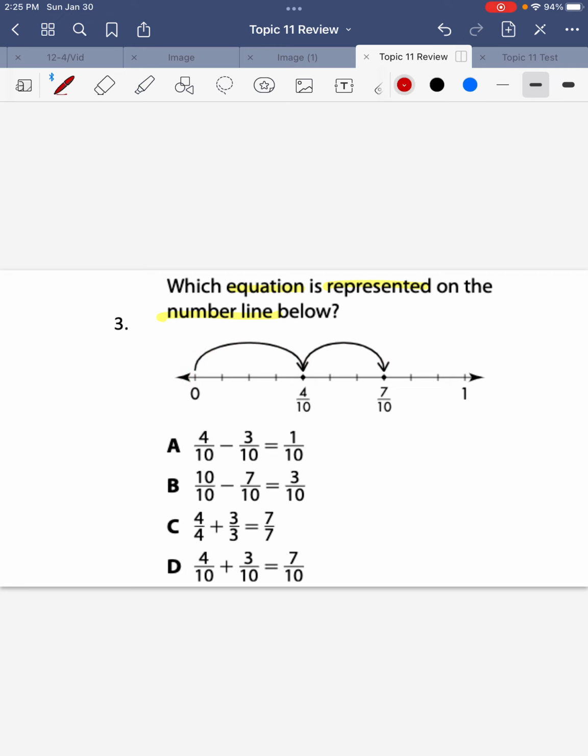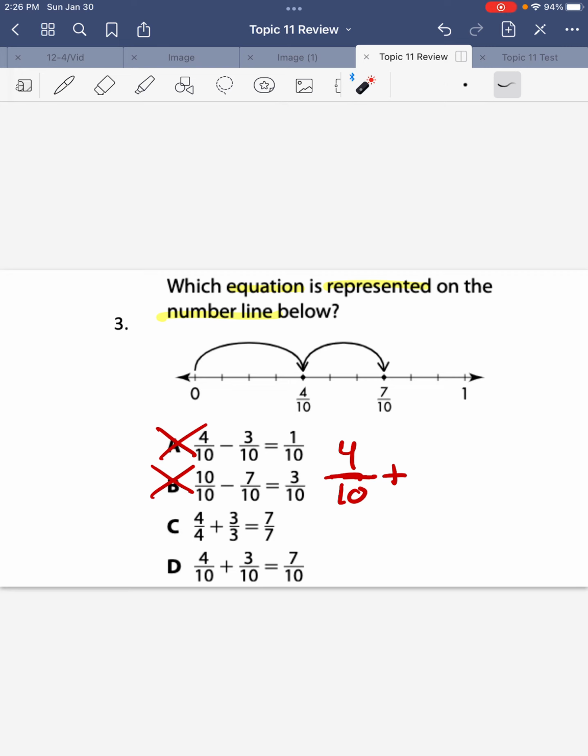So for sure, I'm just going to go through my answers. I know it cannot be A and it cannot be B because I am adding and these are subtracting. Okay, so now let's look. They start at 4/10, so I'm going to write that 4/10. And I know that they're adding.